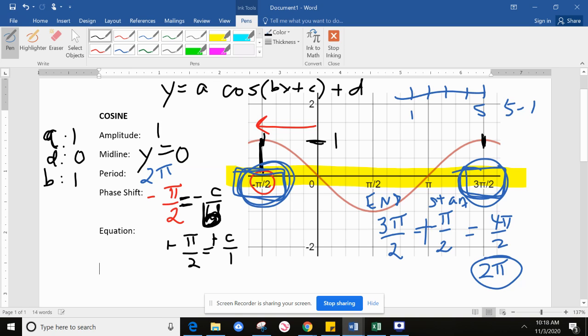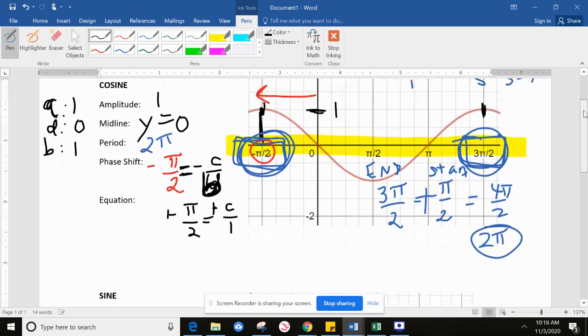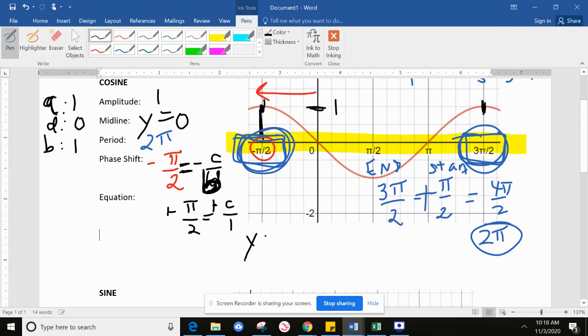So both of those will become positive. To me, it looks like C is going to be a positive pi over 2. So what is your equation? Your equation is going to be y equals, your amplitude is 1. That's your A. So 1 times the cosine in parentheses B, which is 1, so x. C is a positive pi over 2. And then the midline was 0, so we just leave that as is right here.